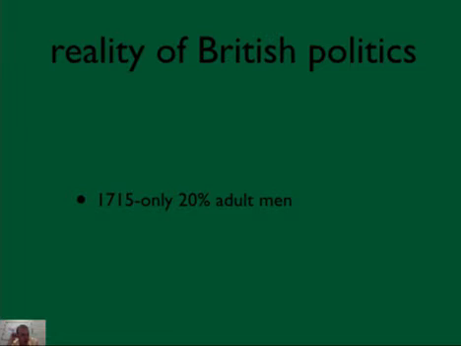Another troubling reality of British politics at this time is that in 1715, only 20% of adult males in England had the right to vote. To say nothing of the fact that no women could vote, only 20% of the adult males, 1 in 5, owned enough property and met the other requirements that allowed them to actually vote.